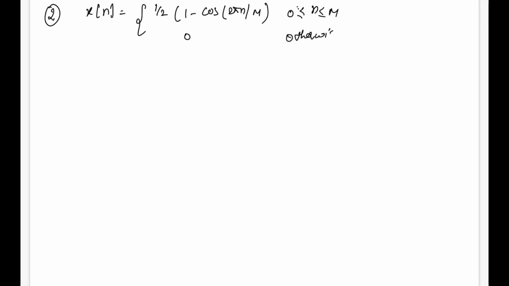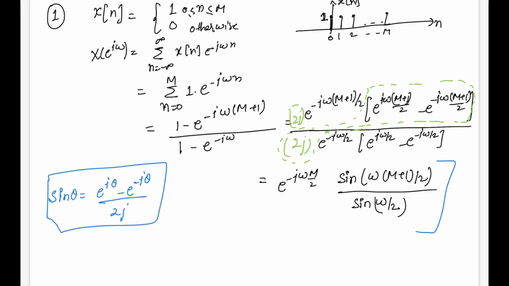So the second problem is x[n] equals 1 upon 2 times (1 minus cos of 2 pi n by M), if n is from 0 to M, and 0 otherwise. Okay, so the basic formula of Fourier transform is the same as we have seen earlier: X of e to the j omega equals summation n equals minus infinity to plus infinity x[n] e to the power minus j omega n.